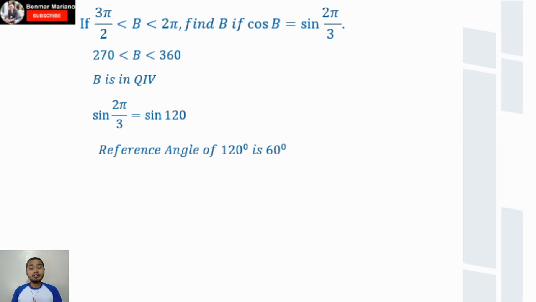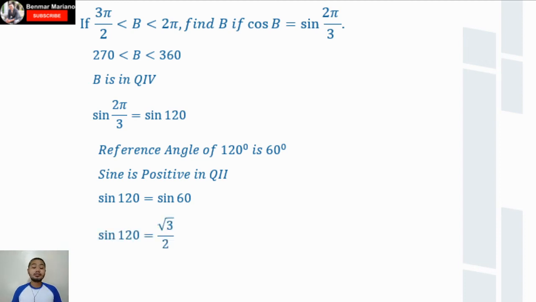And remember this one, we know that 120 is in the second quadrant, and sine in the second quadrant is positive. So we can say that sine 120 is the same as sine 60 degrees. So, what is sine 60 degrees? Sine 60 degrees is actually square root of 3 over 2.